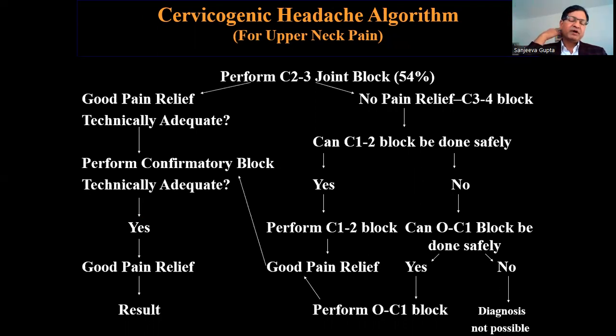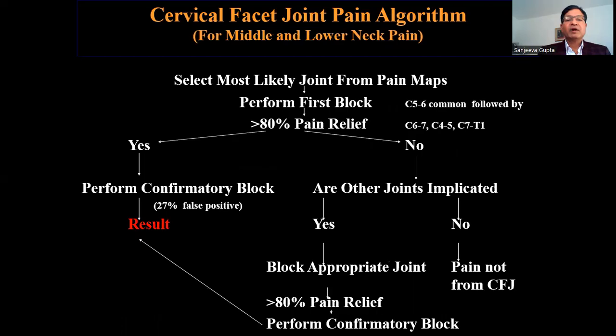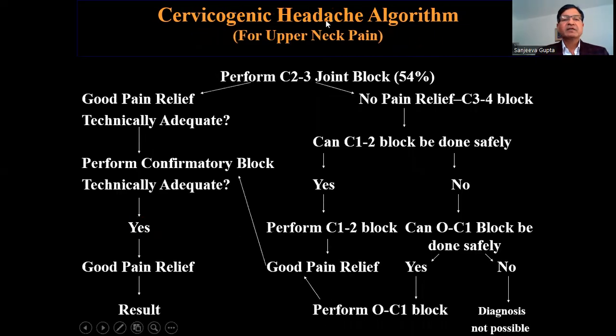If they're complaining of pain in the middle or lower part of the neck, going between the shoulder blades or the suprascapular area, or even up to the upper arm area, but this is a referred pain, then it's more likely to be the lower neck pain or middle neck pain. As I said, the lower facet joint, C5-6 is the most common. So this is the algorithm for middle and lower neck pain, and this is the algorithm for upper neck pain, which I have sort of put together.